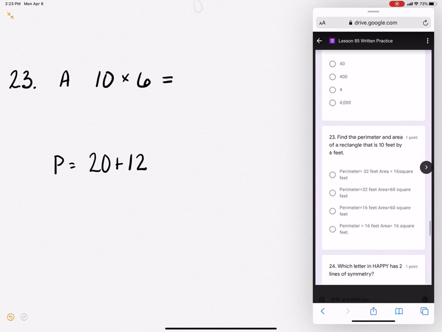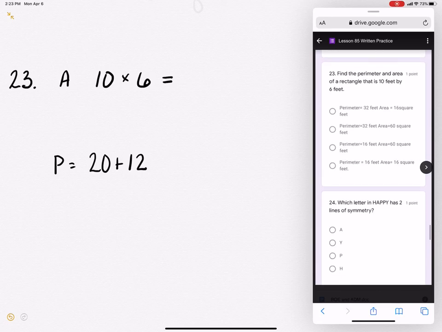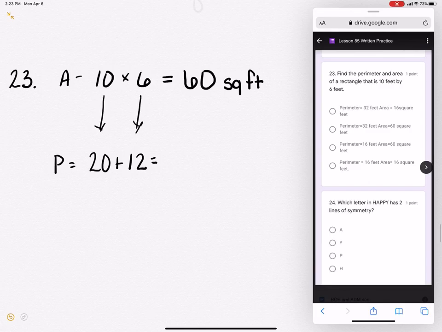23. Find the perimeter and area of a rectangle that is 10 feet by 6 feet. So area is length times width. 10 times 6 is 60. And that would be square feet. And the perimeter would be 2 of the lengths, because there are 2 of them, and 2 of the widths. 20 plus 12 is 32 feet.